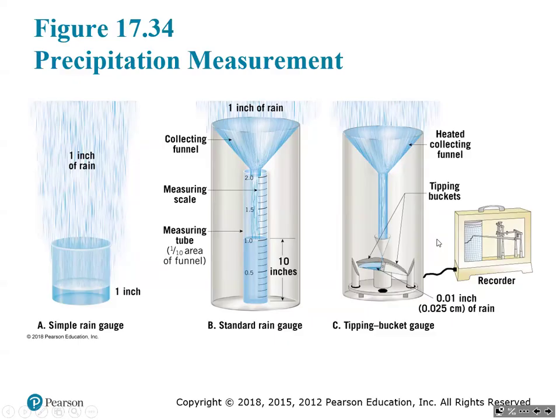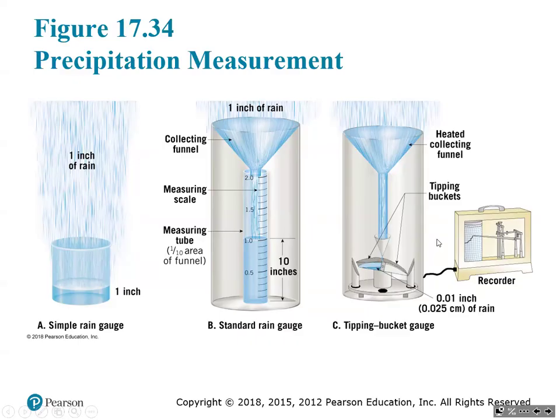Now, if you want to automate this and you don't want to go measure the tube and have to empty it regularly or something, you can use a tipping bucket rain gauge. A tipping bucket rain gauge has a funnel, and then it has little buckets that fill. And every time they fill up, they tip and switch to the other bucket, and it gets recorded. And each bucket fills with a known amount of water that corresponds to a certain height of rainfall. So this records 0.01 inches for each bucket that fills up, and gives you a recording of how much rain has fallen.